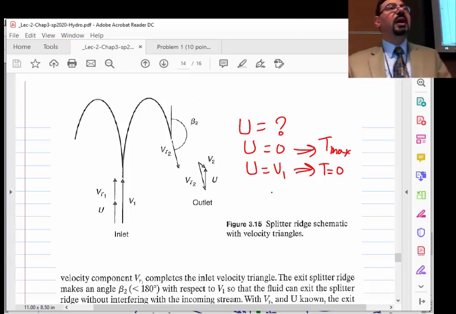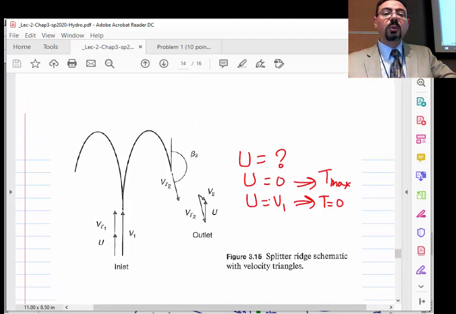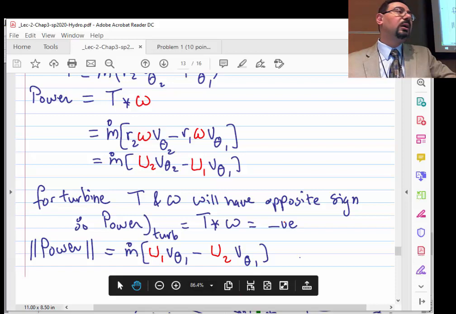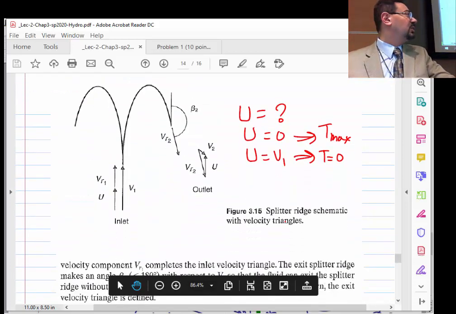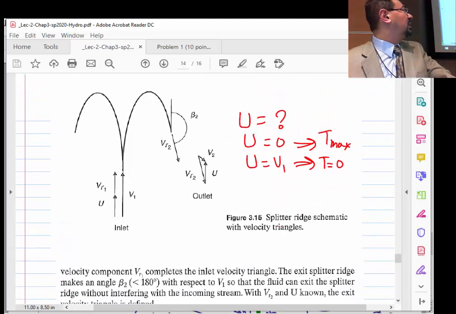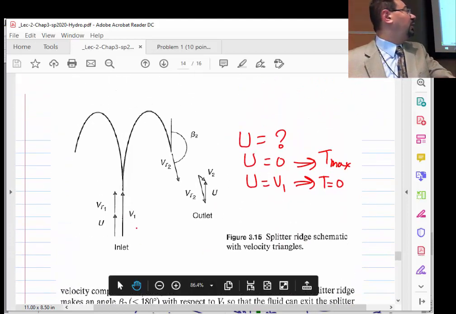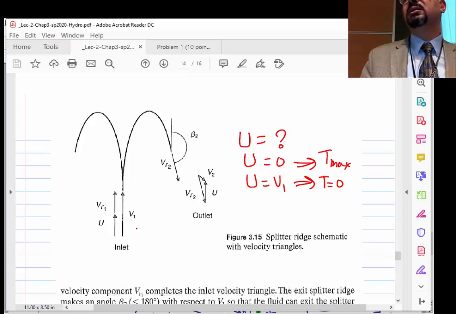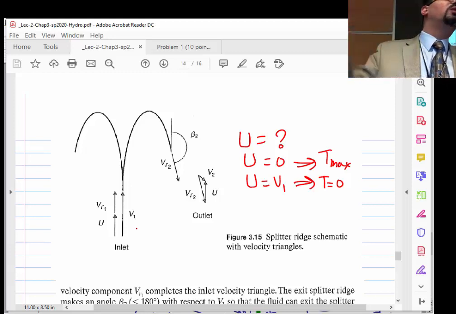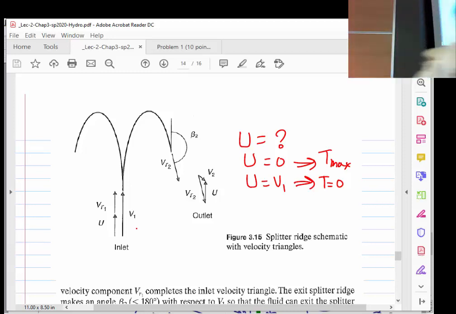Right? And in that scenario, if U1 equals V1, we will see that it also ends up making 0 torque, 0 power. And the reason is obvious. If U1 equals V1, what's VR1? What's the relative velocity? If U equals V, VR1 will be 0, so the water will never catch the plate.